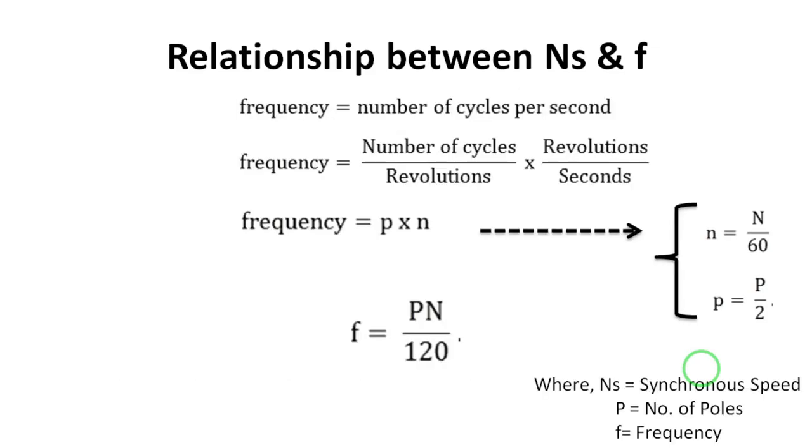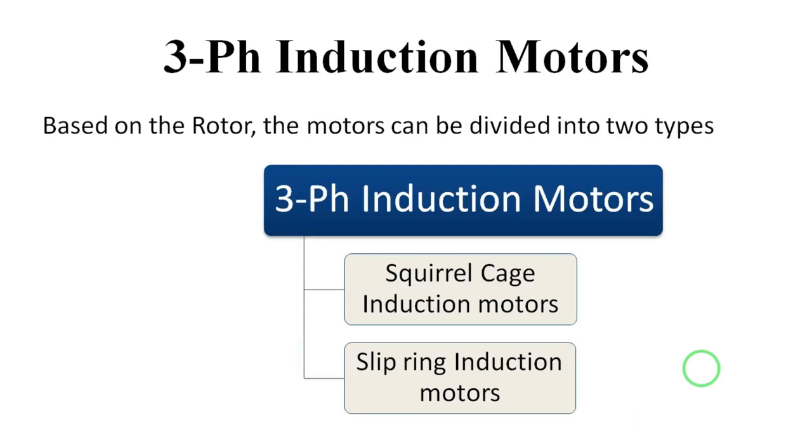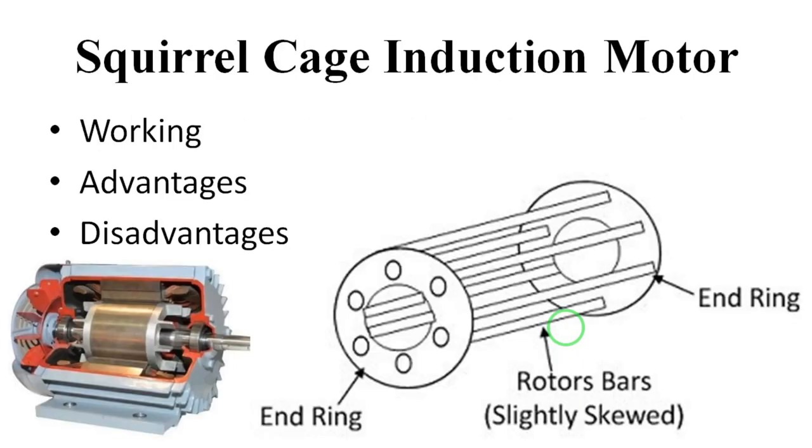Actually, induction motors are two types, single phase and three-phase. Under three-phase induction motors, again, there are two types based on the rotor construction. Three-phase induction motors are squirrel cage induction motors and slip ring induction motors. So now in this lecture we will discuss about squirrel cage induction motor. In the next lecture we will discuss about slip ring induction motor.